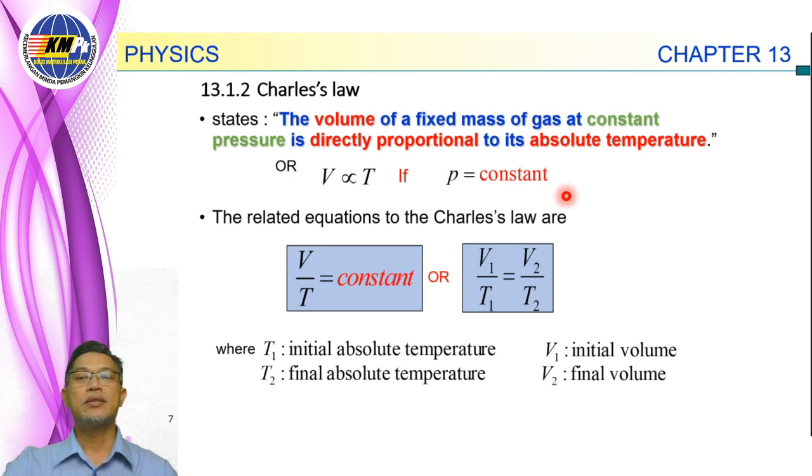Then mathematically, the equation of the law can be written as V over T equals constant, or for any two cases we normally use V1 over T1 equals V2 over T2, where T1 is the initial absolute temperature and T2 is the final absolute temperature, and V1 is initial volume and V2 is final volume.